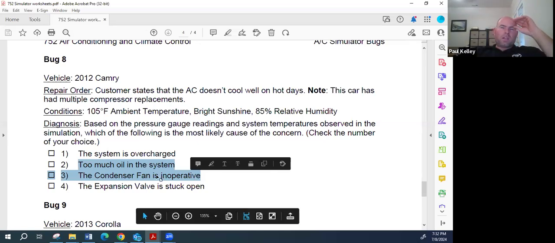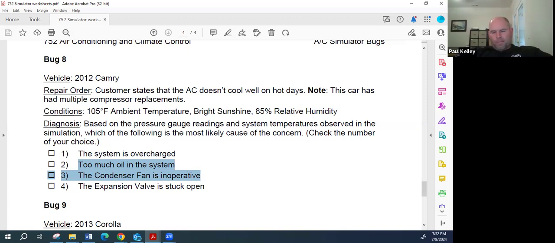Now, how could we eliminate the condenser fan thing? First off, on a real car, how would you know if the fan works or not?